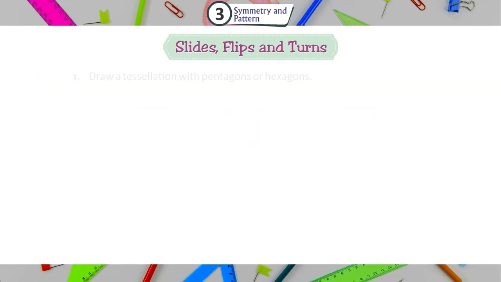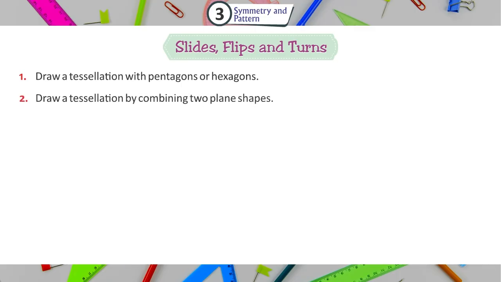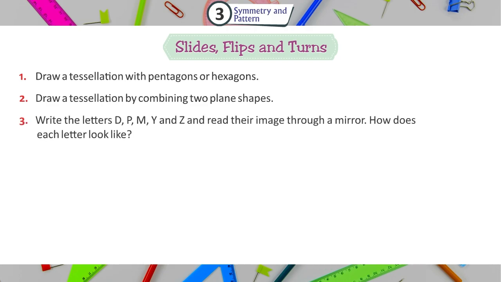Original position. 1. Draw a tessellation with pentagons or hexagons. 2. Draw a tessellation by combining two plane shapes. 3. Write the letters D, P, M, Y, and Z and read their image through a mirror. How does each letter look like?